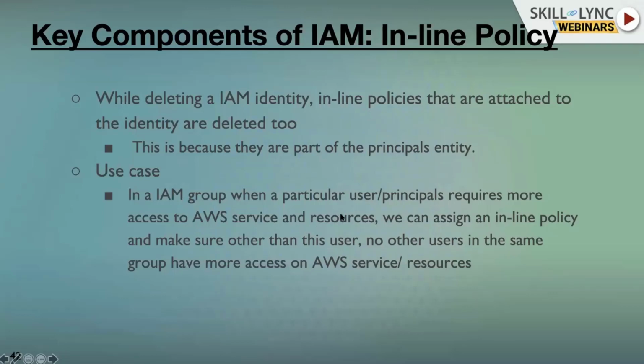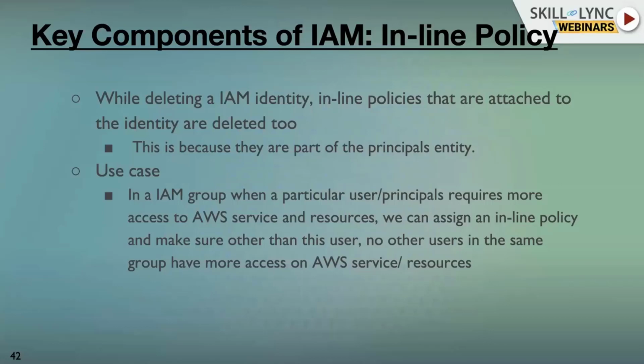So what are the use cases we see for inline policies? Say in an IAM group, when a particular user or principal requires more access to AWS resources. For example, assume an IT group. In the IT group there are, say, 10 users. Out of 10 users, I need one user within that IT group to have access to another S3 bucket, which is not accessible within the group. I want only one user in the group to have that access permission. So in that case, I can leverage inline policies.